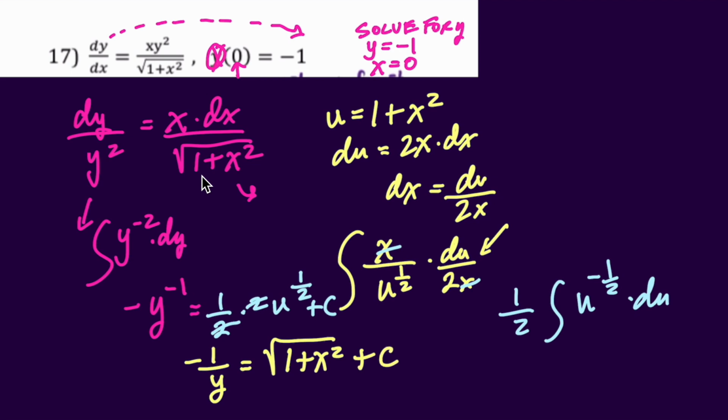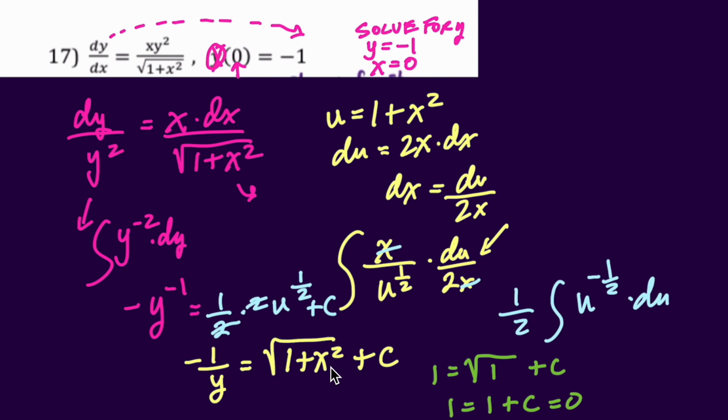Let's go ahead now and substitute. We have -1 for y, so if we have -1 over -1, the left side of the equation becomes 1. And then we're going to have the square root of 1 plus 0 is the same thing as the square root of 1 plus c. So that's going to be 1 equals 1 plus c. Therefore, our c is 0.